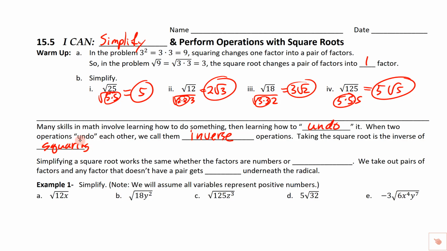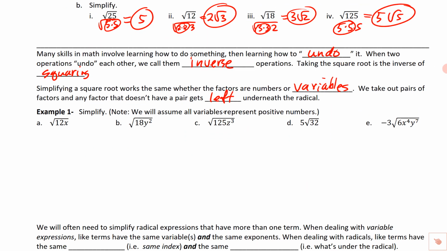Now, simplifying a square root works the same way whether the factors are numbers or whether they're variables. We're still looking for pairs of factors, okay? So we take out pairs of factors, and any factor that doesn't have a pair gets left or stuck underneath the radical. So let's go ahead and take a look at this. And for the purpose of this explanation, we're going to assume that all the variables represent positive numbers.